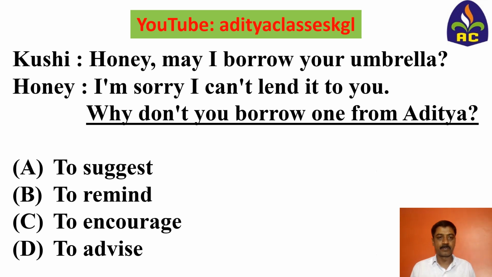Next conversation. Khushi: Honey, may I borrow your umbrella? Honey said: I'm sorry, I can't lend it to you. Why don't you borrow one from Aditya? What is the language function of why don't you borrow one from Aditya? The options are to suggest, to remind, to encourage, to advise. You choose your answer. Yes, the correct answer is to suggest.